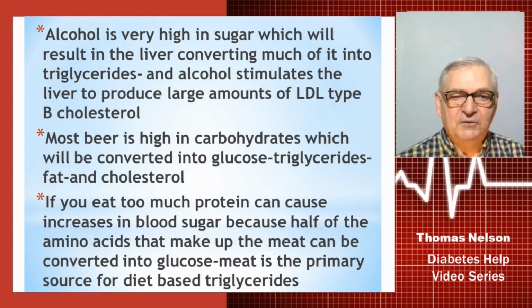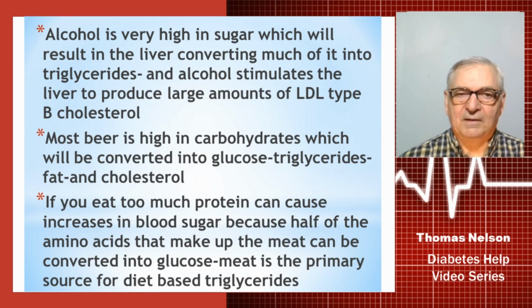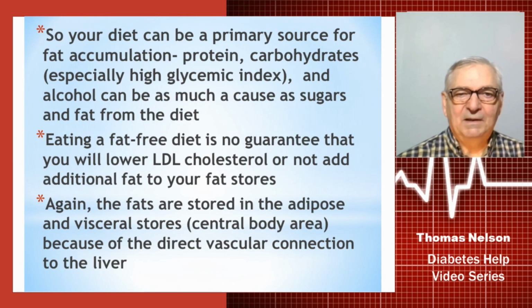If you eat too much protein, you can cause increases in your blood sugar because half of the amino acids that make up meat can be converted into glucose. Meat is a primary source for diet-based triglycerides. The fat that's in the meat gets broken down in the intestines, converted into triglycerides, and then put into the bloodstream. So your diet can be a primary source for fat accumulation.